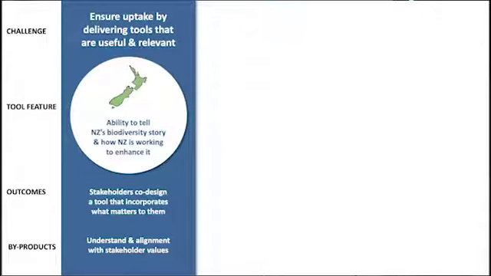So just a final slide. What we're trying to achieve here is to deliver tools that are useful and relevant. In delivering the ability to tell New Zealand's biodiversity story, we're delivering a tool that hopefully delivers what matters to the stakeholders on the ground. And in doing that, we've learned about what people value and how to align to those values.